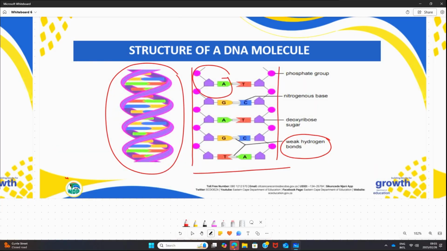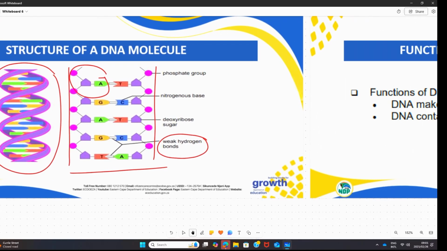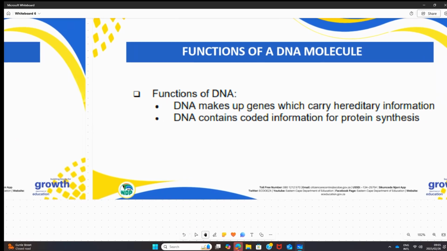These are the monomers. For example, in this DNA that has been shown here in the diagram, we have got 10 monomers that make up the DNA molecule. Now, let us proceed to the functions of the DNA molecule.